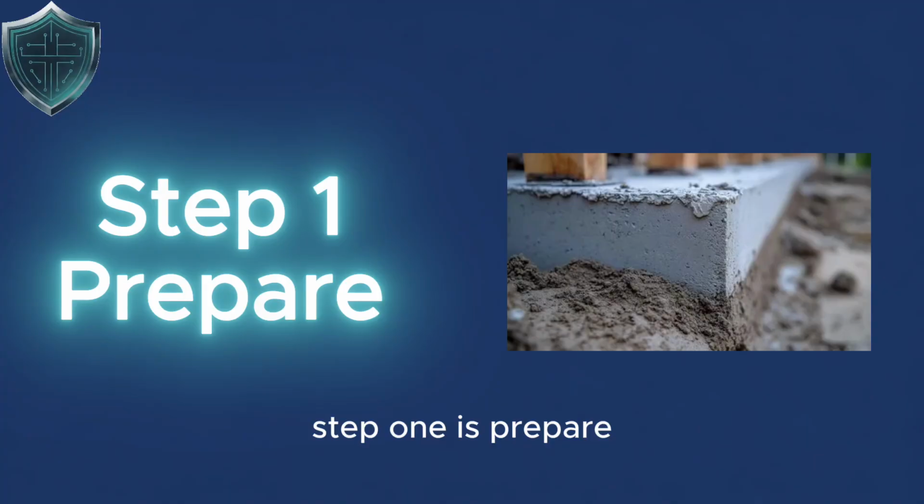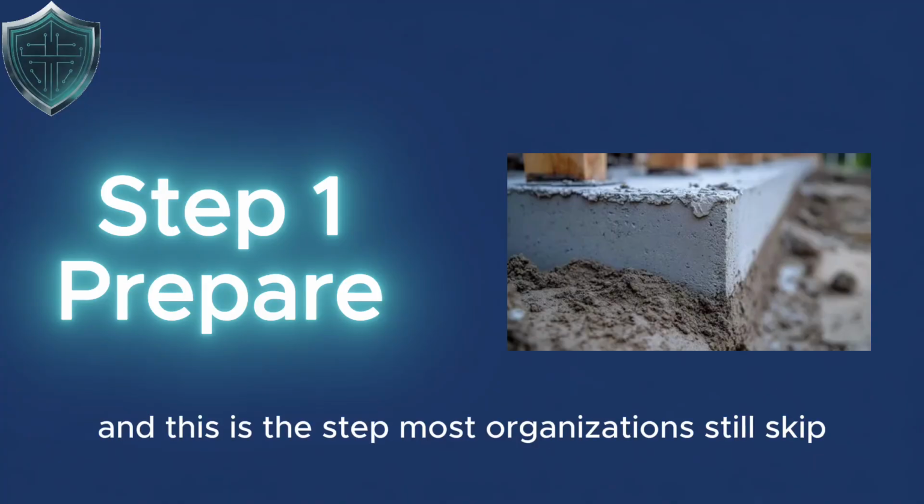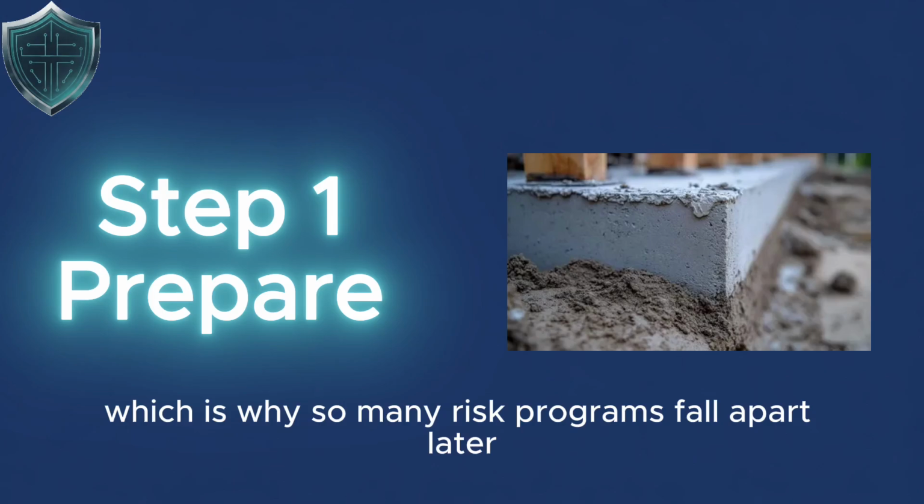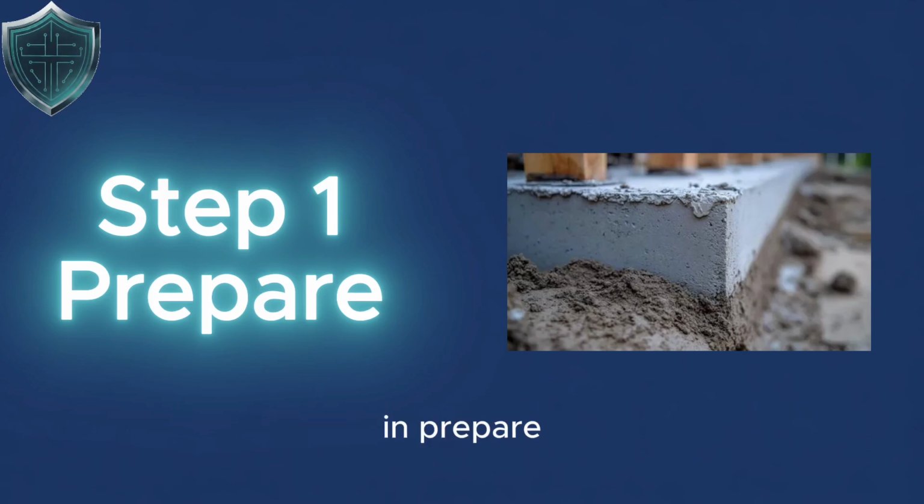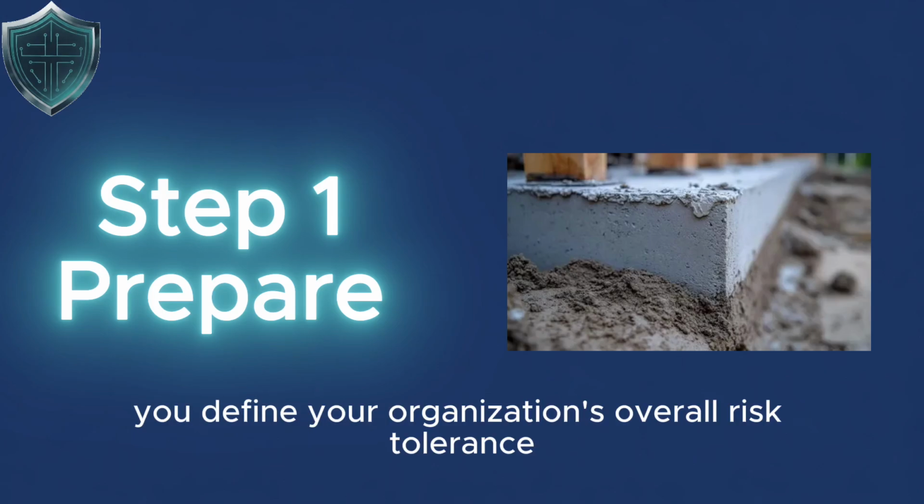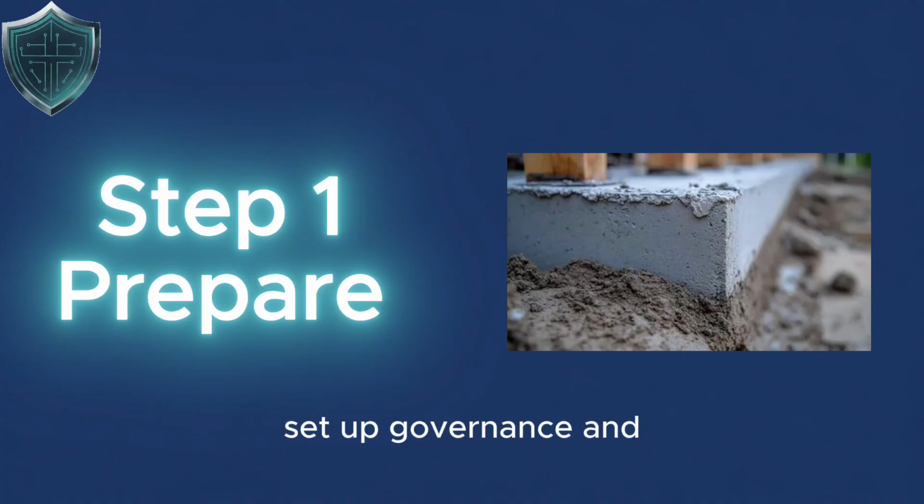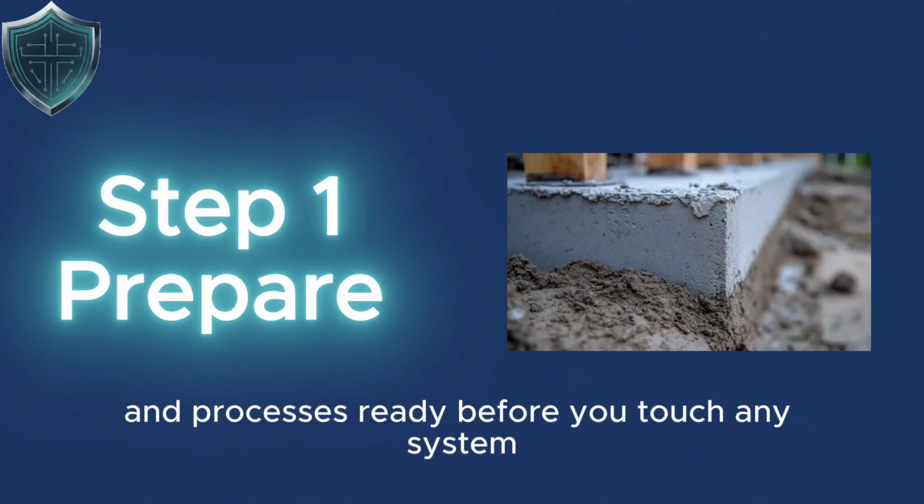Step 1 is prepare, and this is the step most organizations still skip, which is why so many risk programs fall apart later. In prepare, you define your organization's overall risk tolerance, set up governance, and make sure you have the right people and processes ready before you touch any system.